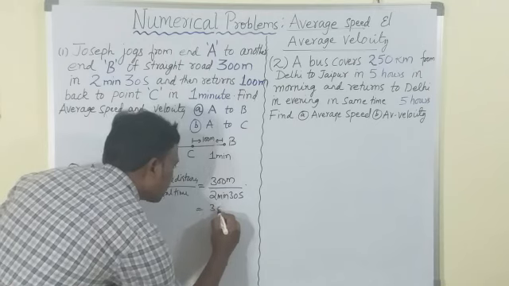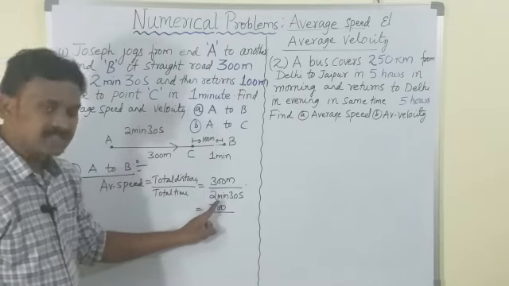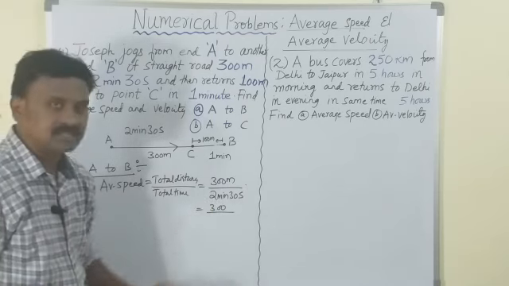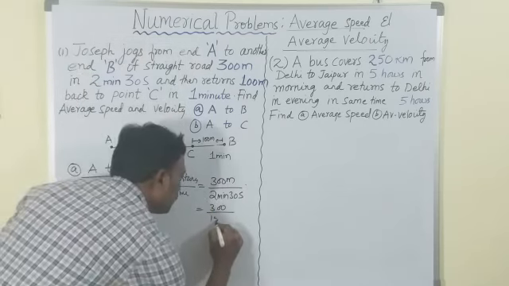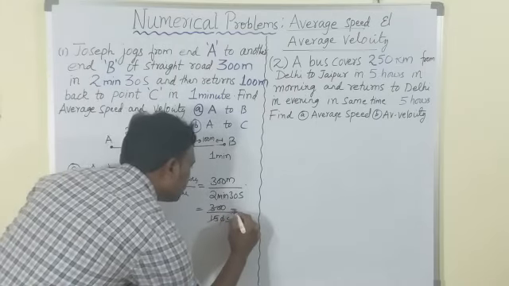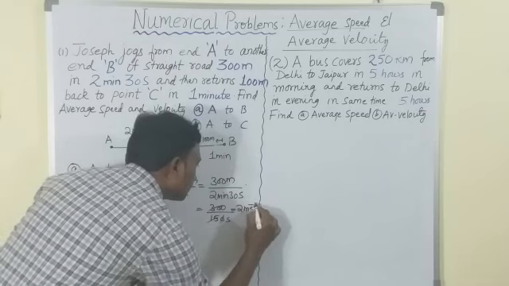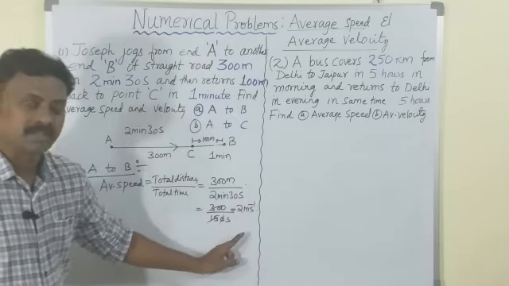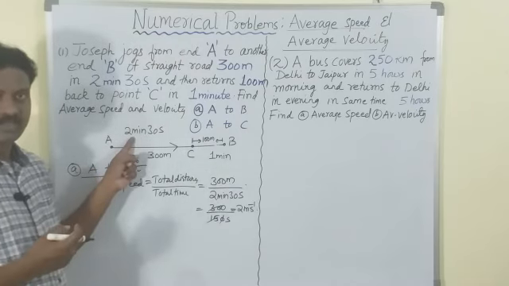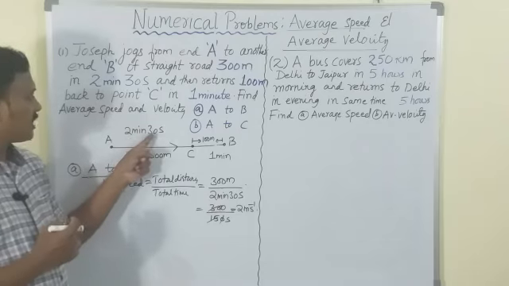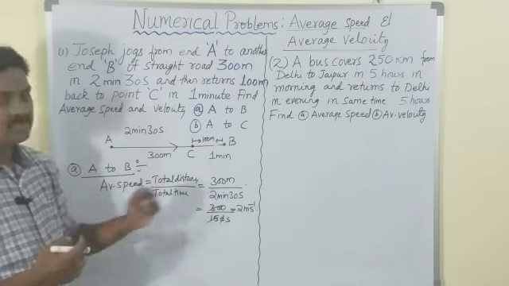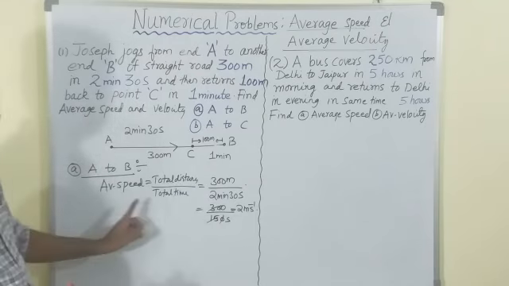Let me write: 2 minutes is 1 minute 60 seconds, so 60 into 2 is 120, 120 plus 30 is 150 seconds. On solving this, you get 2 meter per second. Keep in mind to convert the 2 minutes into seconds: 60 into 2, 120, and adding 30, the total is 150 seconds. The distance is 300 meters. So this is the average speed.